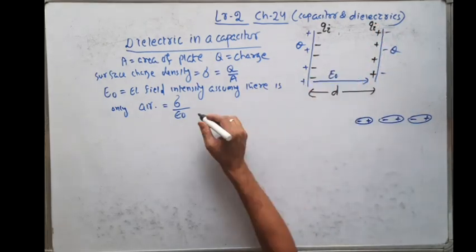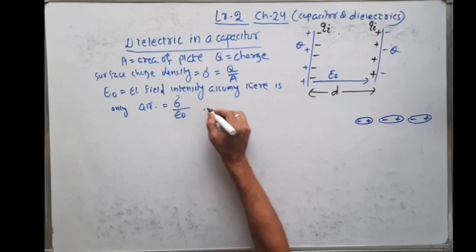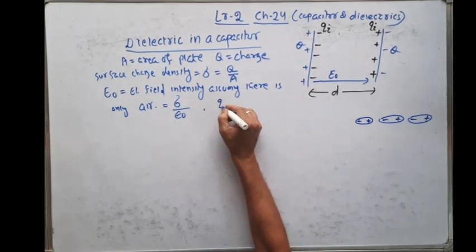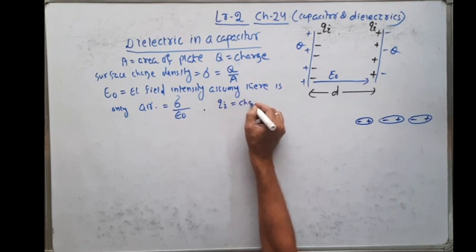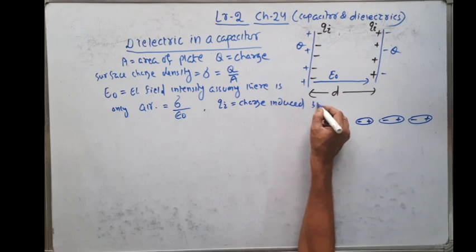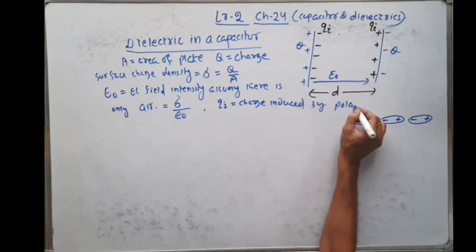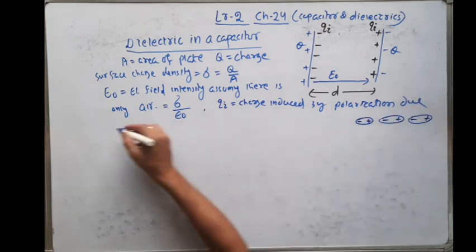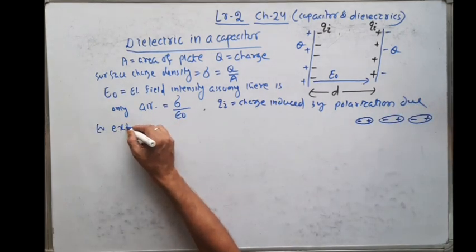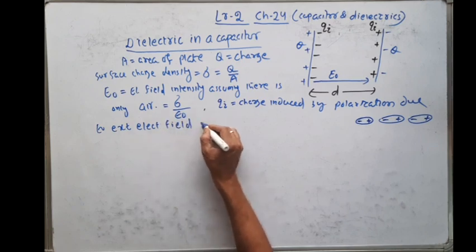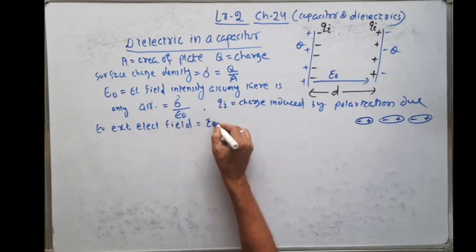So what is this Qi? Qi is the charge induced, by the process of polarization, due to the external electric field. And what is that external electric field? It is nothing but E naught.